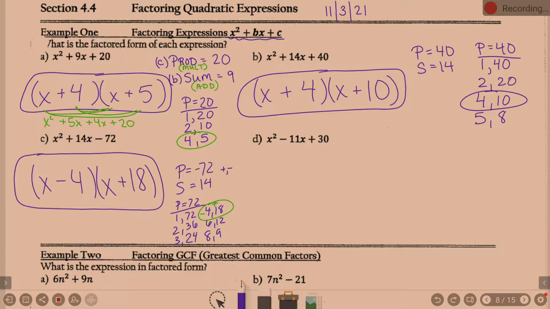One more in this section. x squared minus 11x plus 30. I don't know if anyone went ahead and wrote parentheses or not, but you can.